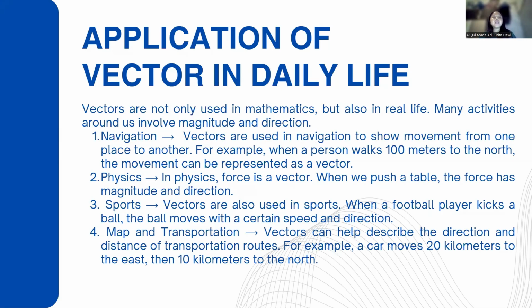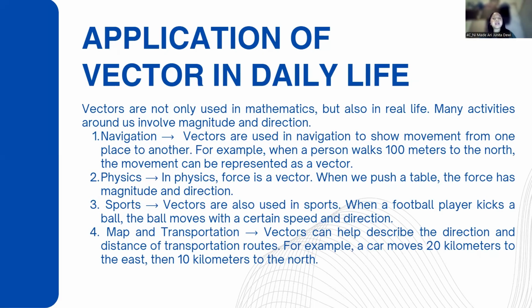And the second example is physics. In physics, force is a vector. When we push a table, the force has a certain magnitude and direction. For example, we push the table to the right. And the third example is sport. When a football player kicks a ball, the ball moves with a speed and direction. The movement of the ball can be represented as a vector like that.